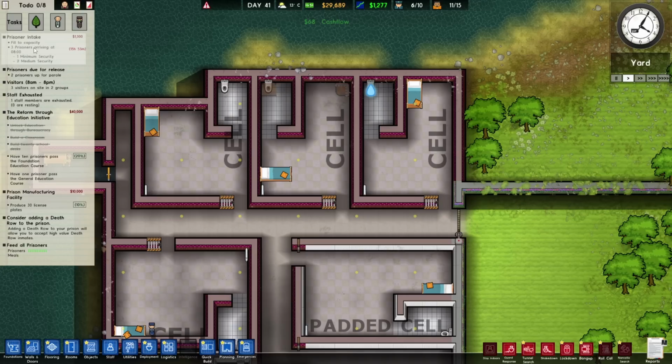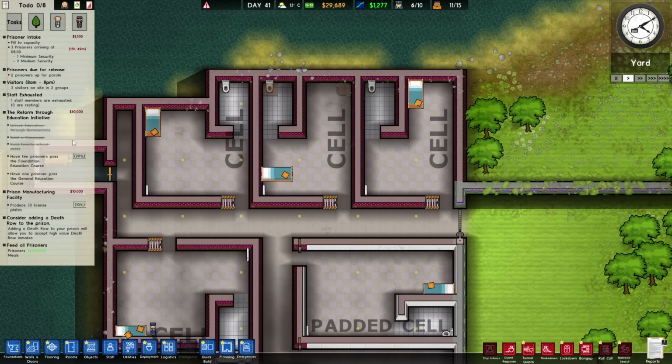Because we're filling up to capacity, we can now have 15 prisoners. So we met that grant that paid us a huge amount of money for getting more prisoners in. Okay, that's very good. That bank balance is looking significantly healthier. I like that way more.